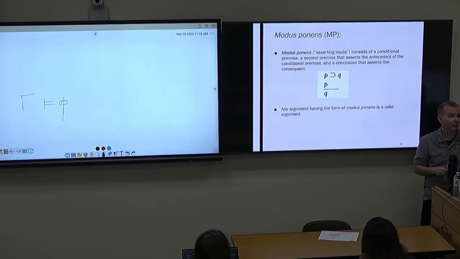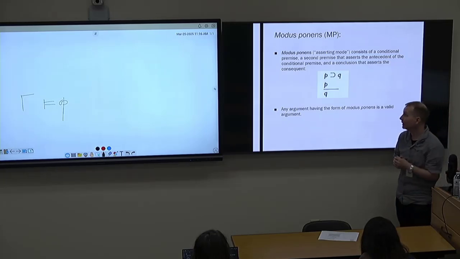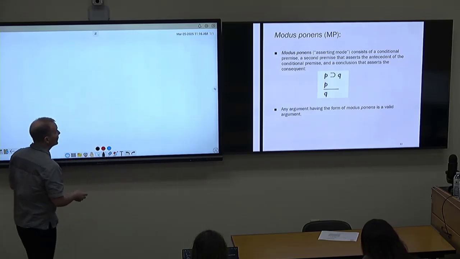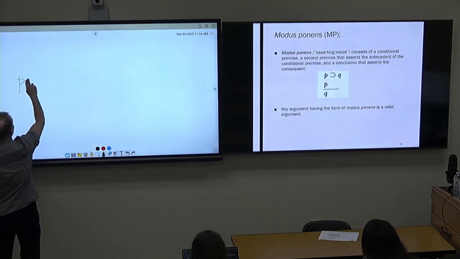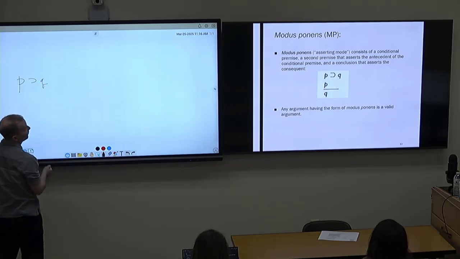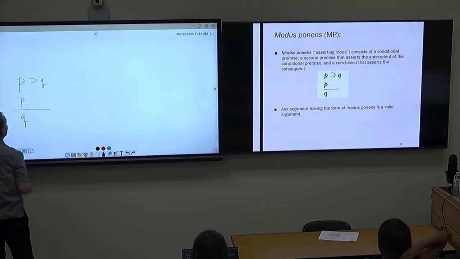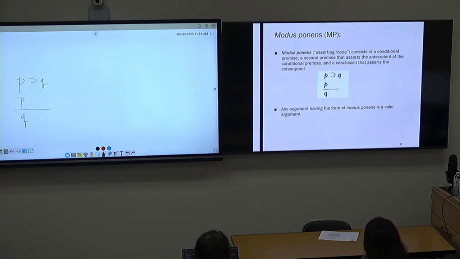Modus ponens. If you look at the structure itself, it starts with if P, then Q, then P, and the conclusion Q. So remember that we're not using the Greek letters, but it's the same idea. These are not actually sentences in our language, L1. This is just a meta language describing any argument which has this specific form.